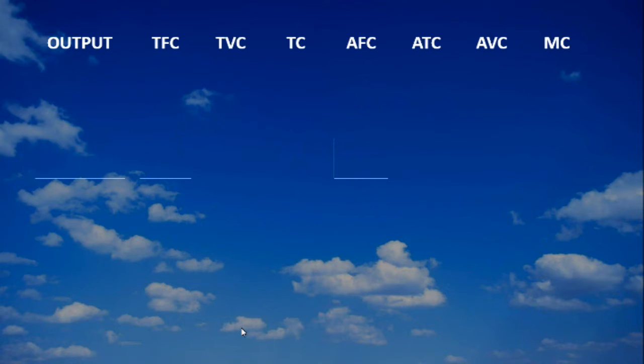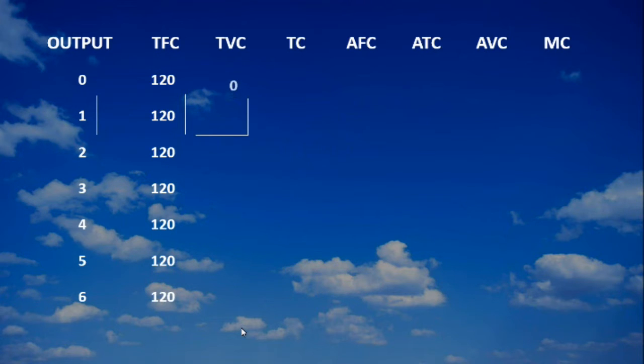This is the table we have already used in our discussion. The output ranges from 0 units to 6 units. The total fixed cost is 120 rupees. The total variable cost is 0 at 0 output. After that, it increases with the output. The total cost is obtained by adding total variable cost with total fixed cost.